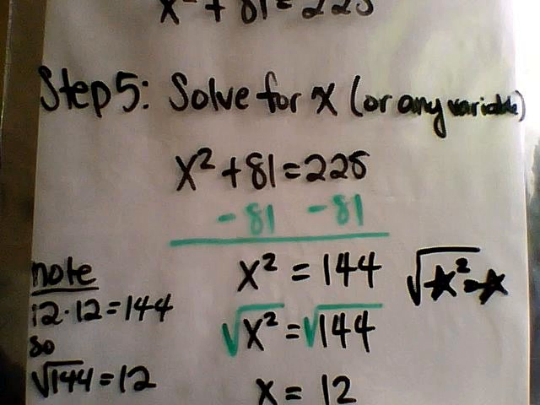I also made a note that the square root of star squared equals star. That means if you have anything, it can be anything, squared, and you take the square root of it, basically the square root and the square just go away and you're left over with whatever number is being squared.